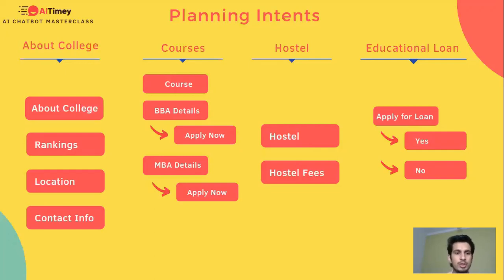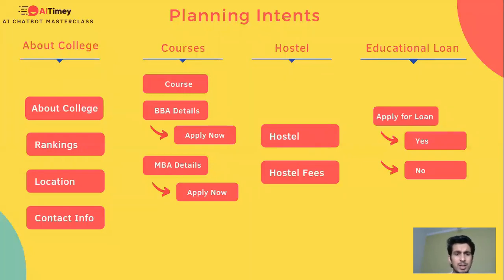First one is about the college, its rankings, its location, its contact details and all that stuff. The next one is about the courses. If someone is asking about the courses, what should come up. The next is hostel details, hostel facilities, hostel fees. And the last one is educational loan and scholarship and all that stuff. So there could be a lot of intents, but for now we'll start with this example.